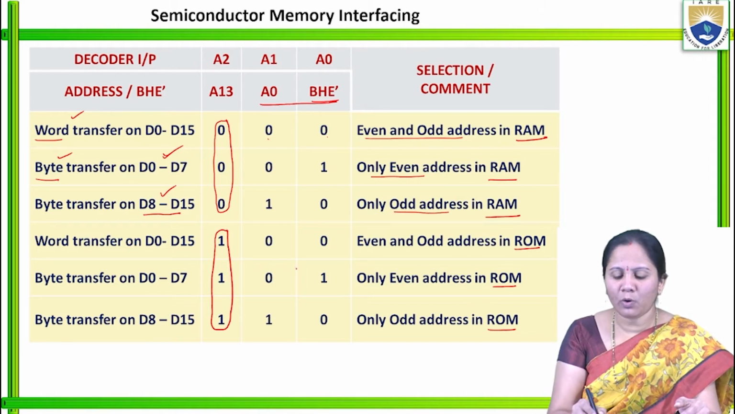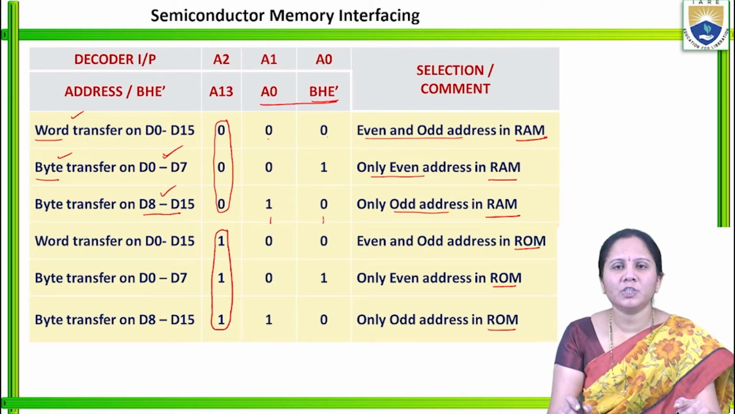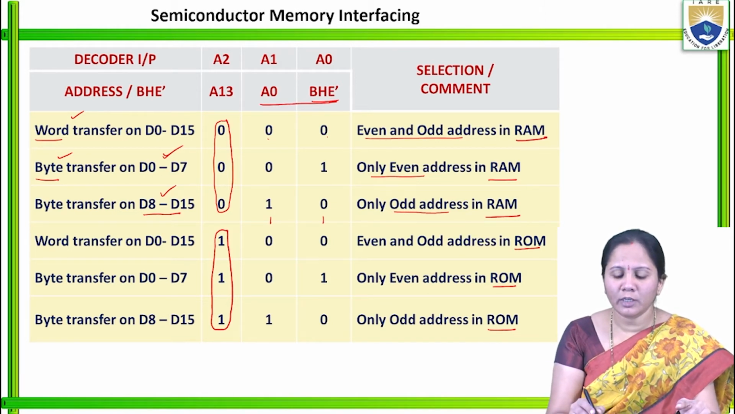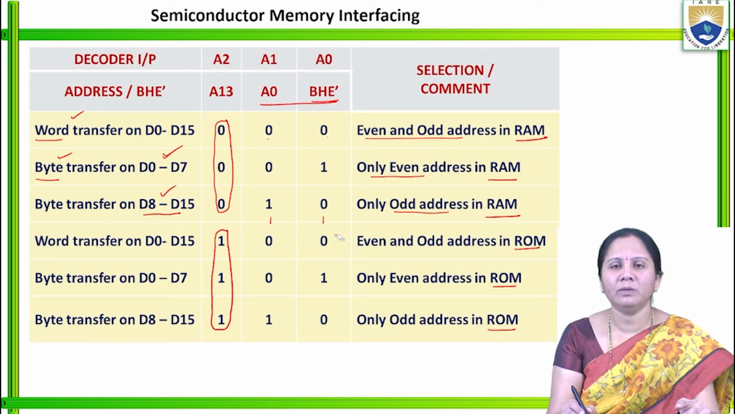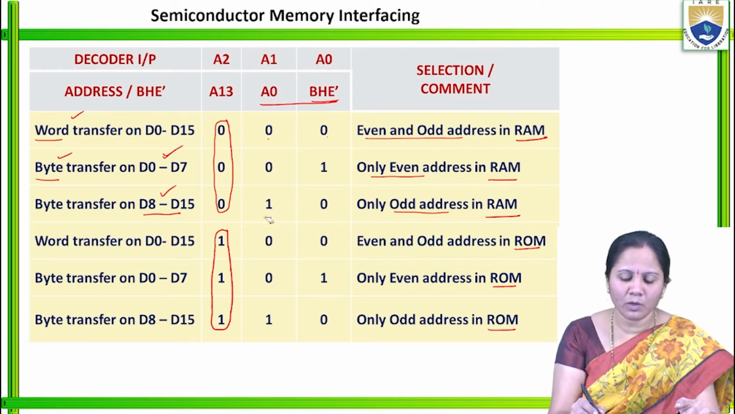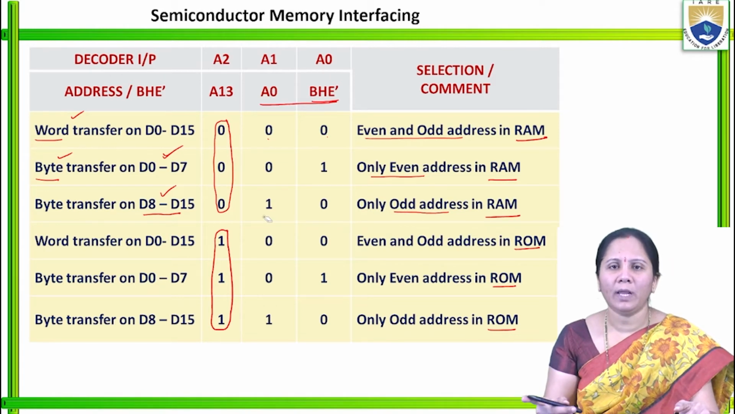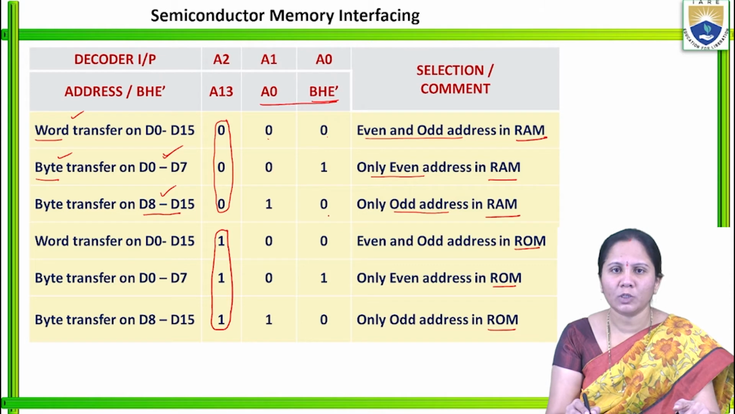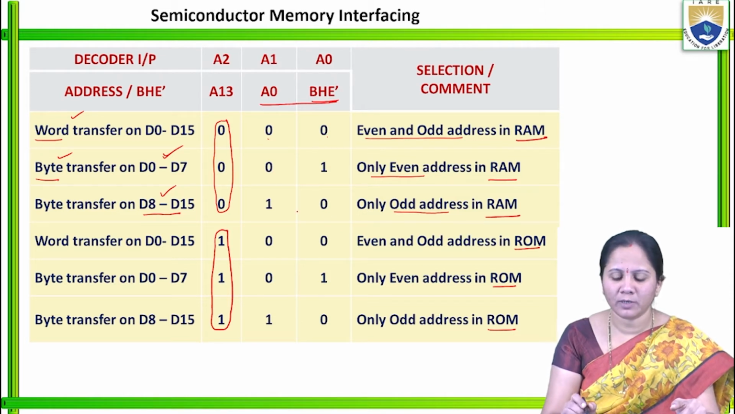Similarly for ROM, if you consider here, there is no 1, 1 combination. We have learned in the pin configuration of 8086 also that there is no such combination with A0 and BHE bar both ones. Why? Because if both are ones, the combination is invalid. So it will only be 0, 0, 0, 1, 1, 0. There will not be a 1, 1 combination.